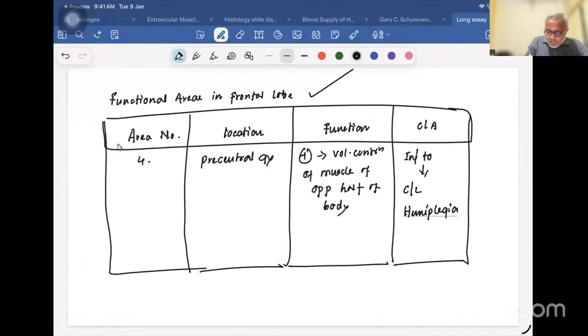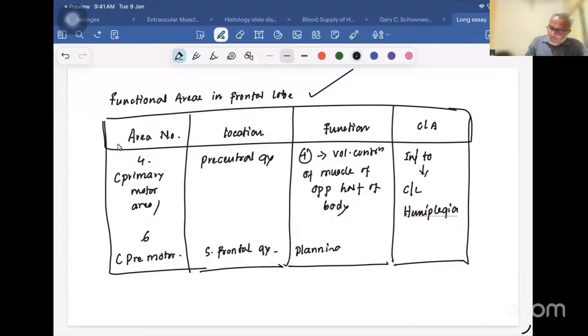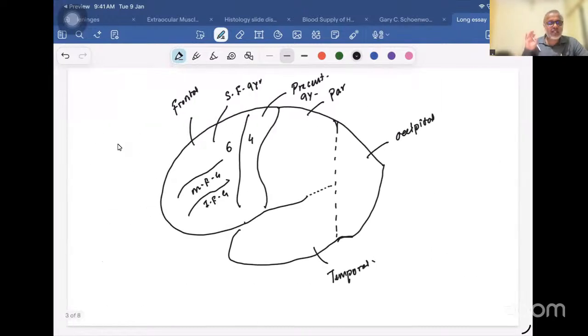So, the name for area number 4 is primary motor area. What about area number 6? Area number 6 is the premotor area. This is located in the superior frontal gyrus. This is responsible for planning and programming of movements. Injury to this area again will result in loss of coordinated movements. Done. So, area number 6 is over.